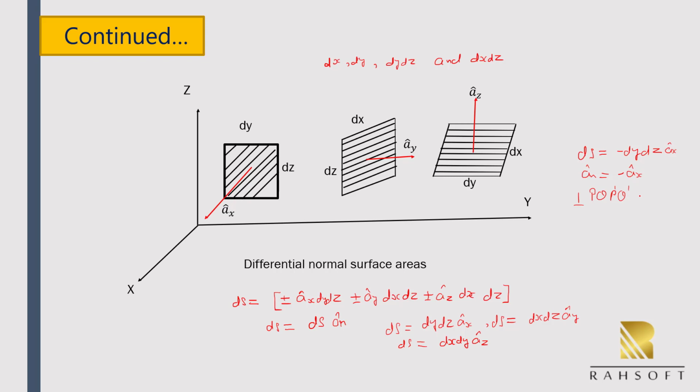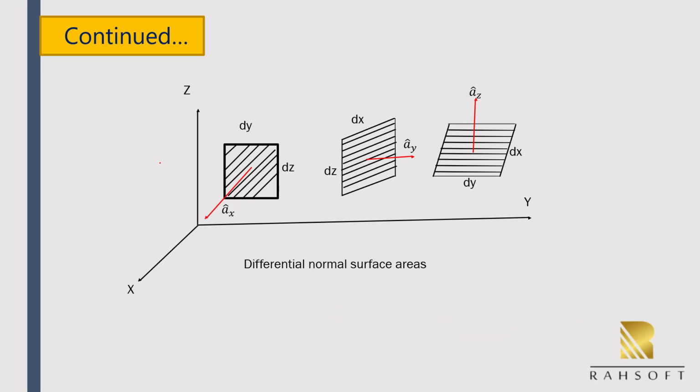So the differential volume, which is represented by dV, is equal to, we have three surface areas, if you multiply them then you will get the differential volume dx dy dz. This is the differential volume.